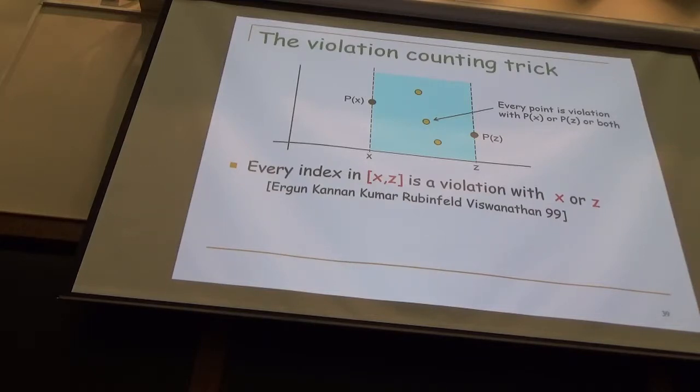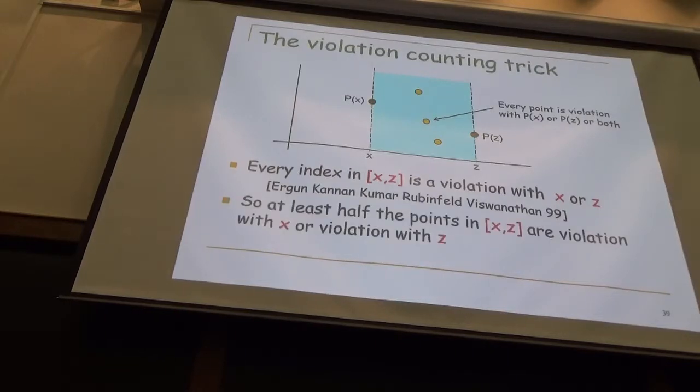Okay. But it's easy to see that every point that lies in between them has to be in violation with either P of X or P of Z. That means that at least half the points in XZ are in violation with X, or at least half of them are in violation with Z. So that suggests the following approach to calling something bad.